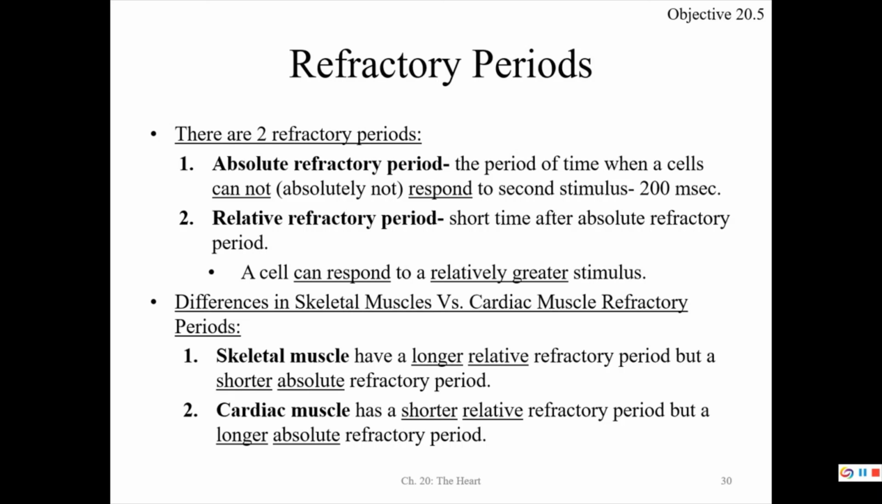Cardiac muscles need to maintain a certain beat. So to keep that beat, we have short relative refractory periods but long absolute refractory periods. There's a greater amount of time that you have to let a cardiac muscle rest before it can beat again. It has a long period of time before it can fire again.